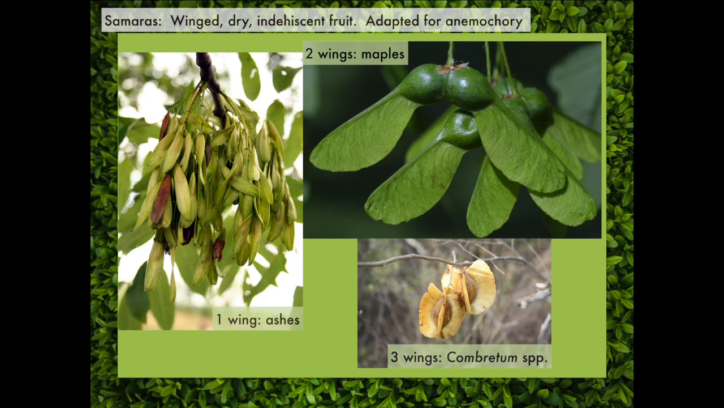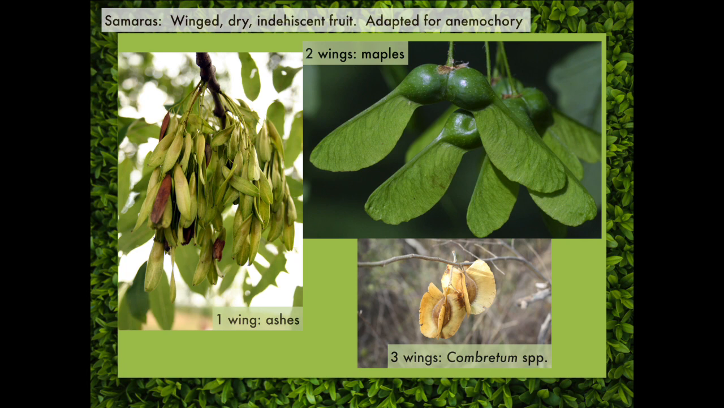So samaras are dry indehiscent fruits that have a wing, and they have those wings because they're adapted for anemochory. You may recall from a previous video that anemochory is fruit dispersal by wind. So often these dry indehiscent fruits, like many dry indehiscent fruits, don't have any coloration or pigmentation because, again, the wind is not really concerned with your physical appearance so much as how well you catch the breeze.